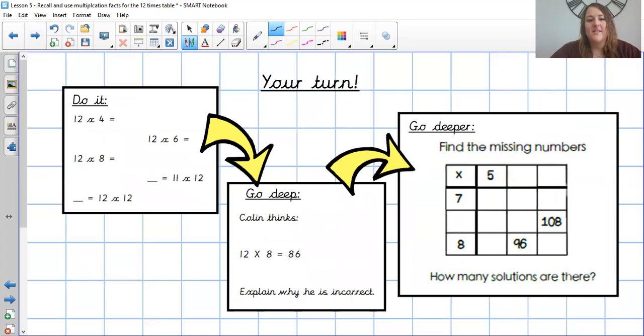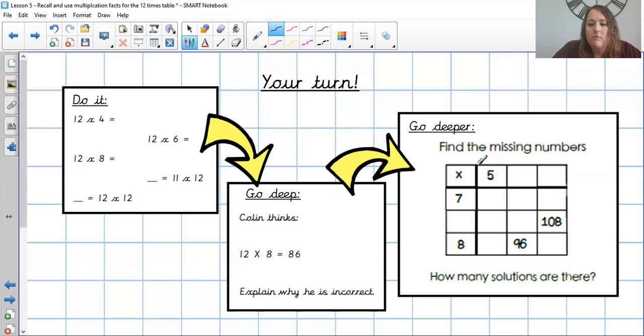Okay, your task for today then, you're going to have 5 do-it questions, very similar to the ones you did a few pages ago. You then have a Colin problem where he's got 12 times 8 is 86, and you need to explain why he is incorrect. And your Go Deeper is another one of these multiplication grids.